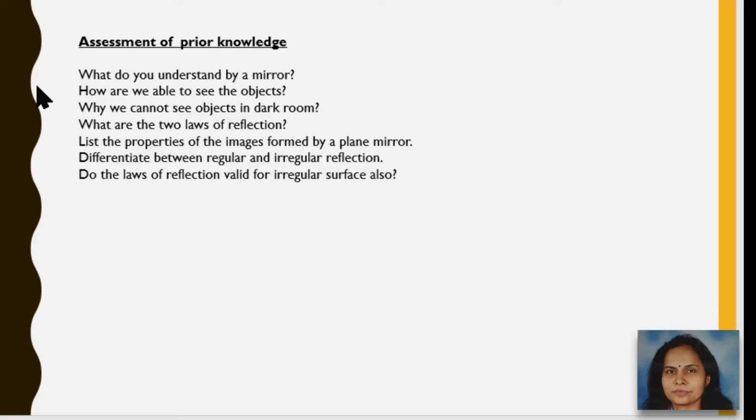Similarly, why we cannot see the objects in the dark room? Because in the dark room there is no light and there is no light which is getting reflected from the object and which can enter into our eyes. So we cannot see the objects in the dark room.